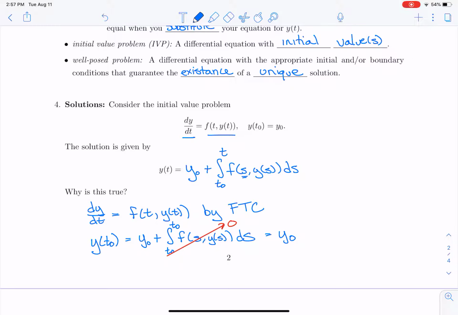The reason why is that the function we need to integrate is f of s, y of s. But y is the thing I'm trying to find. y is the unknown. So what I'm saying is that the solution is the integral of this unknown function. So practically speaking, we cannot find this integral easily. So we're going to have to look at some more sophisticated techniques if we're going to solve these differential equations. It's not going to be as simple as just doing an integral.